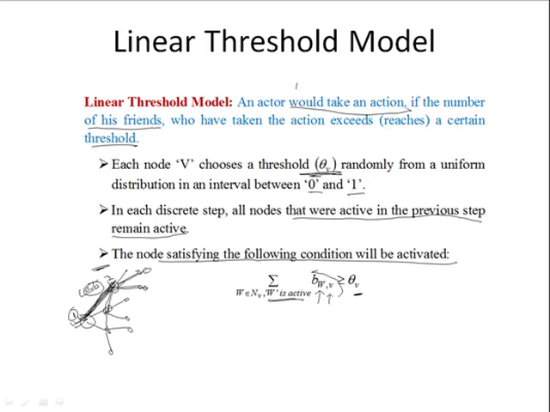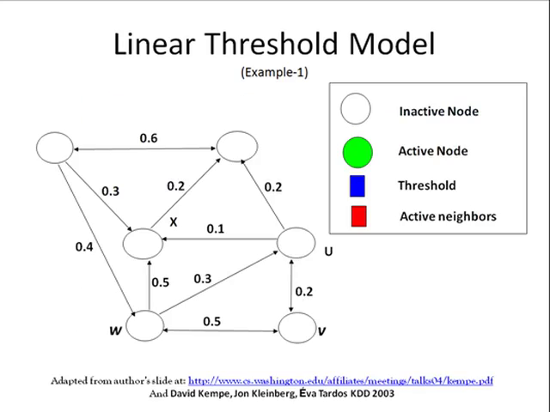Here the threshold may be a probability or the number of neighbors which are already activated. This will be clear from the following example. In this example, inactive nodes are initially represented by a blank circle, active nodes are represented as a green circle, thresholds are represented as blue, and active neighbors are represented as a red bar. Now these are the thresholds, means here fewer thresholds are required, more thresholds are required, the level of thresholds is higher, the level of thresholds is lower.